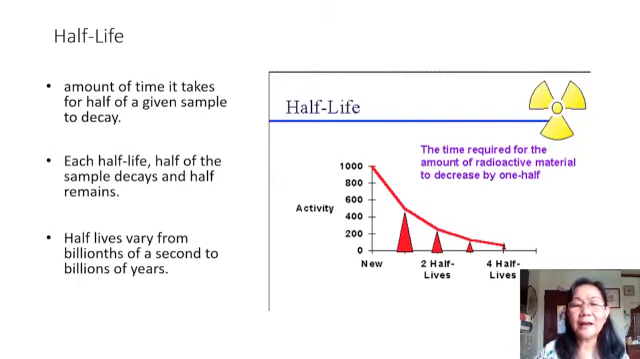So for half-life, if we start with 1,000 activities, for example, after the first half-life, the amount would be reduced to one half the original, so it becomes 500. And then in the next same amount of time, the amount would be reduced to half of what it had been. So from 500 to 250, and after the same span of time, the 250 would become 125, and so on and so forth.